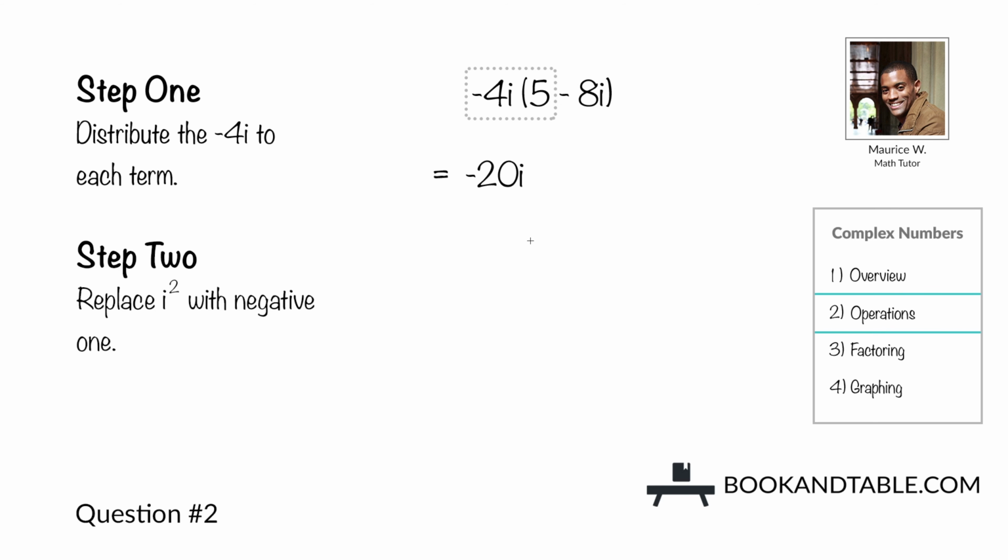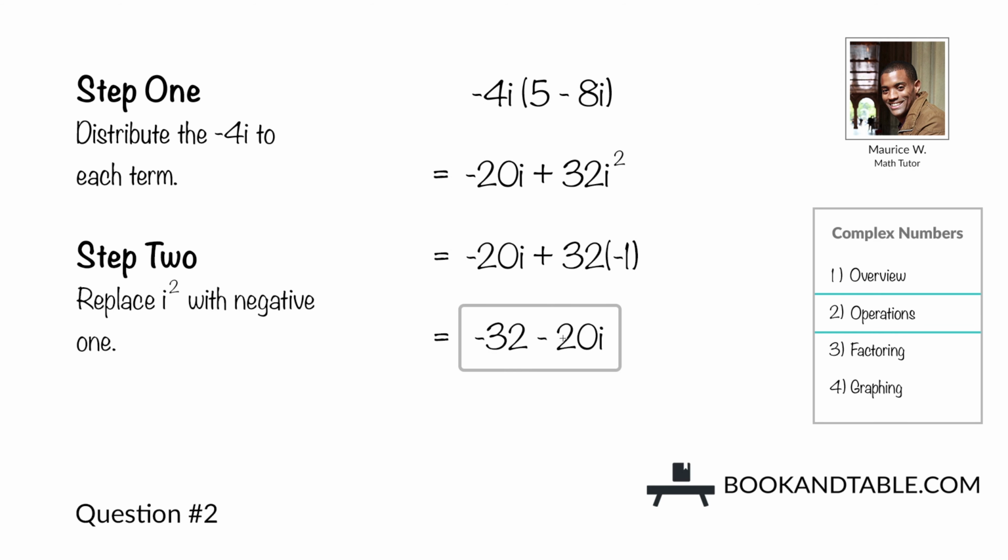Question number 2, we're asked to find the product of negative 4i times 5 minus 8i. Step 1, distribute the negative 4i to each term. Negative 4i times 5 is negative 20i. Negative 4i times negative 8i is positive 32i squared. And now we want to replace i squared with negative 1, giving us 32 times negative 1, which is negative 32. So negative 4i times 5 minus 8i is equal to negative 32 minus 20i.